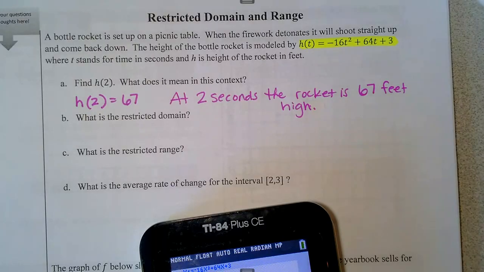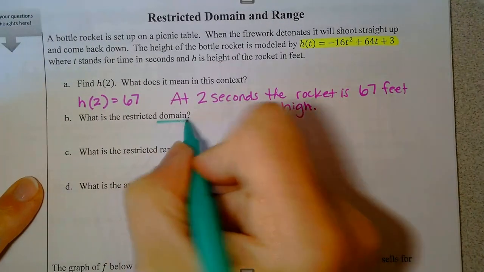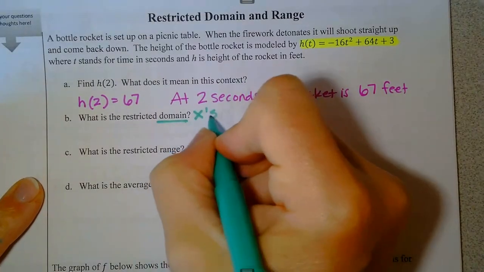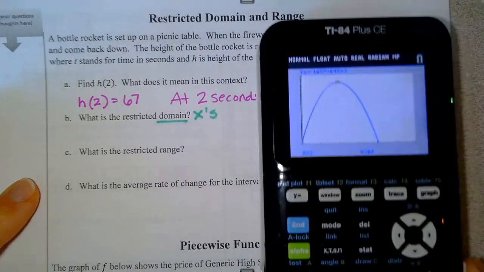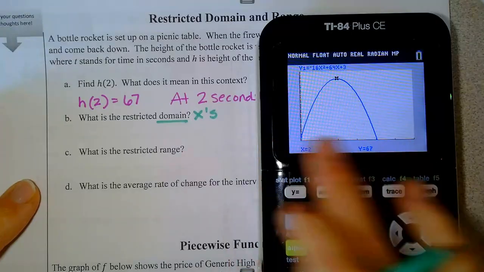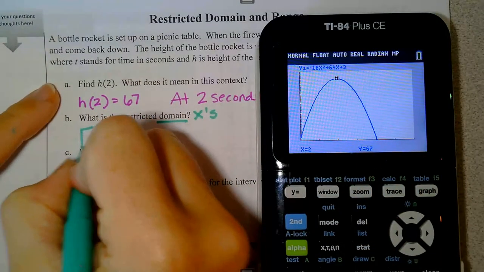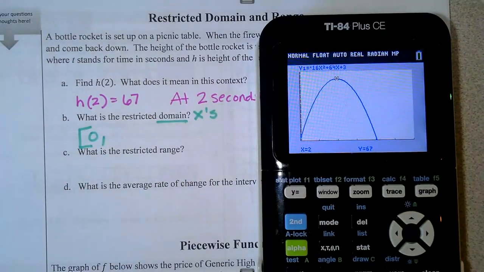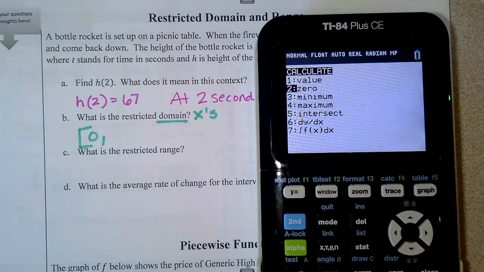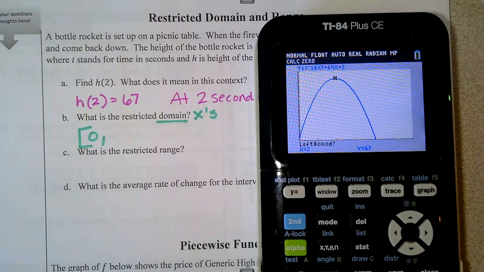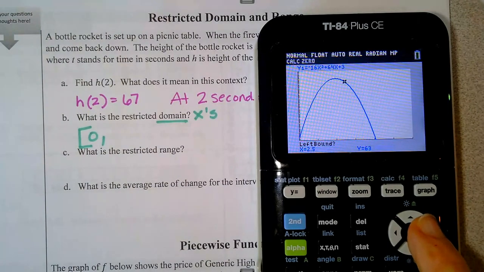Okay? So what's the restricted domain? Well, I know domain are my x values. So if you look on my x, what is it going from? 0 to like 0, and we're not guessing, so we need to find it. We need to find our other 0. So I'm going to go down.